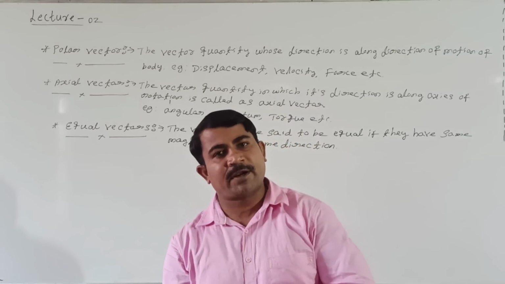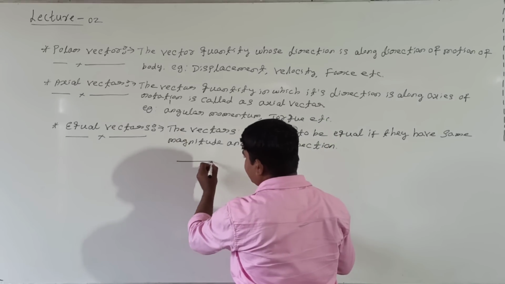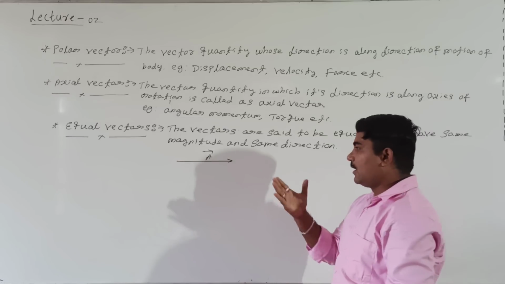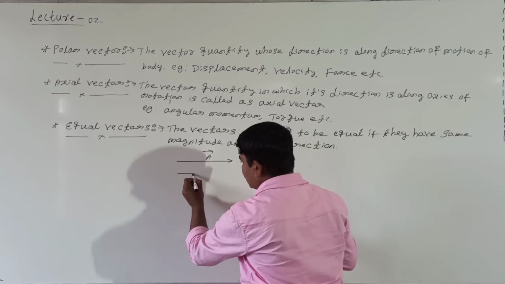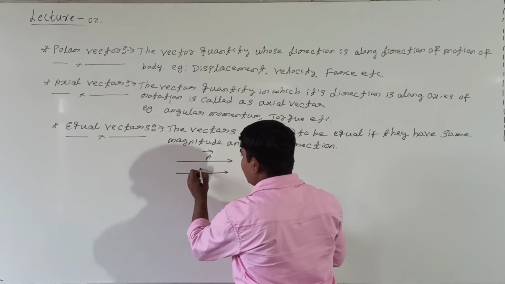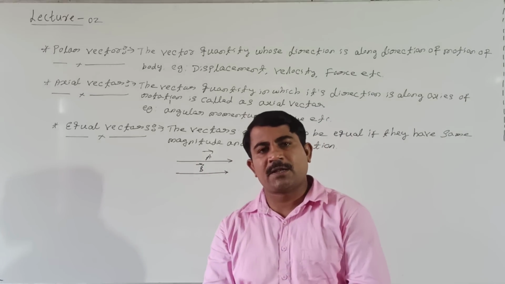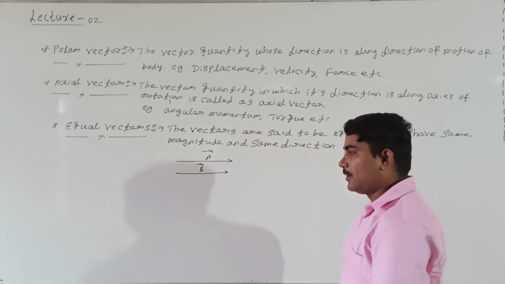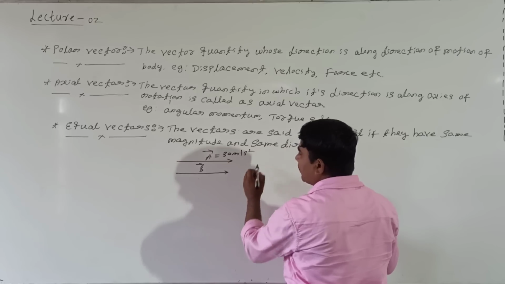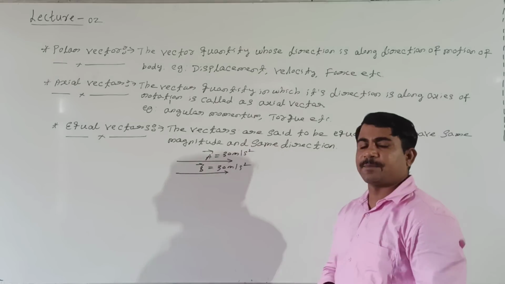Shall I take an example for equal vectors? How do equal vectors look? This is one vector represented by A. Any vector can be represented by a bar. Let us take one more vector, represented by B. Consider both particles moving with some acceleration. This one is moving with 30 meter per second square. This also is moving with 30 meter per second square.